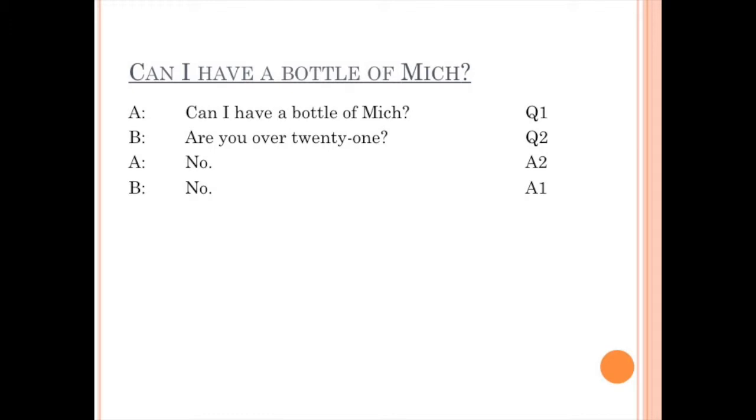In turn 1, A asks a question, can I have a bottle of MICH? But in turn 2, B asks a different question. So what we have here are the initiation of two different adjacency pairs, one of which is embedded inside of the other. So turn 1, can I have a bottle of MICH, is answered in turn 4 when B says no. Turn 2, are you over 21, is the beginning of another adjacency pair, which is completed in turn 3 when A says no. So you can see how this adjacency pair worked.